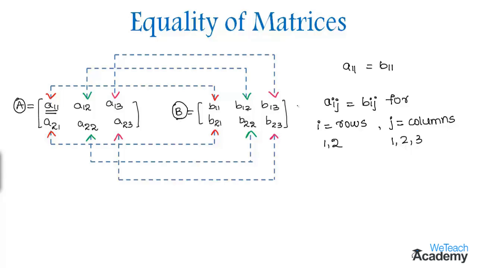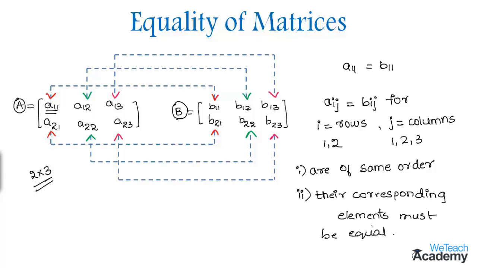And make a note of the condition that matrices A and B are said to be equal if and only if A and B are of the same order. Here the order of matrix A is 2 by 3, whereas the order of B is also 2 by 3. And the next condition is their corresponding elements must be equal.